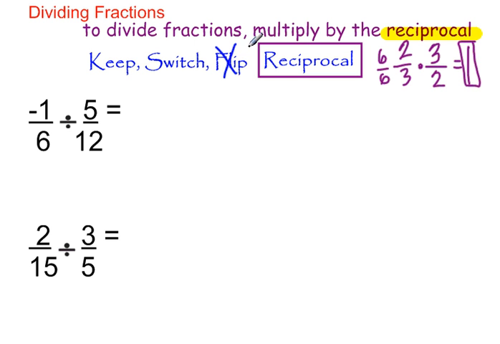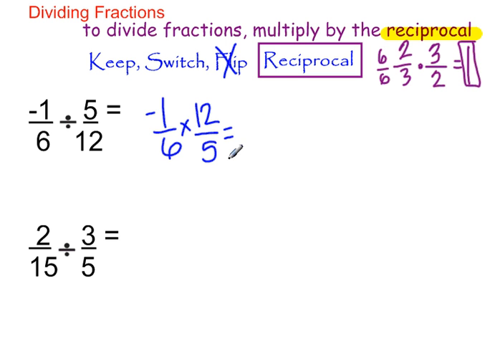So to use these 3 steps, we're going to keep whatever the first fraction is. In this case, it's negative 1/6. The switch means to switch the division to multiplication. And we're not using the word flip, we're going to use the word reciprocal. Reciprocal means to flip this over, 12 over 5.